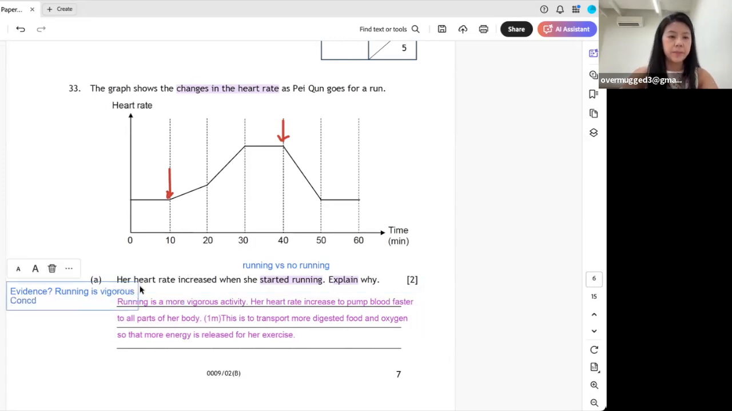Next one, your concept would be something that I'm sure you have come across very typically about heart pumping faster. Pumps blood faster.